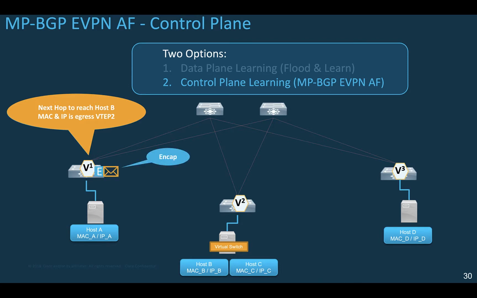As a result, VTEP 1 encapsulates the frame received from host A into an IP data packet with the IP address of VTEP 2 as destination and sends it to VTEP 2. VTEP 2 de-encapsulates the IP data packet and sends it to host B, right? As simple as that.